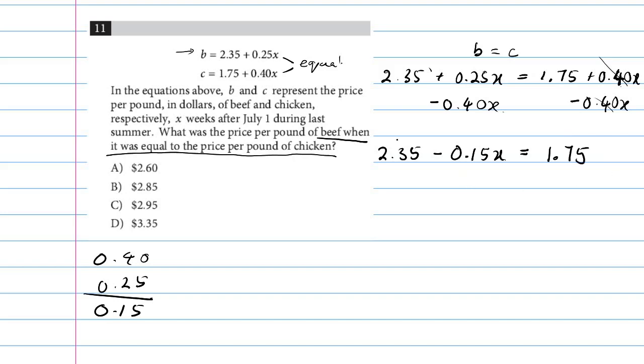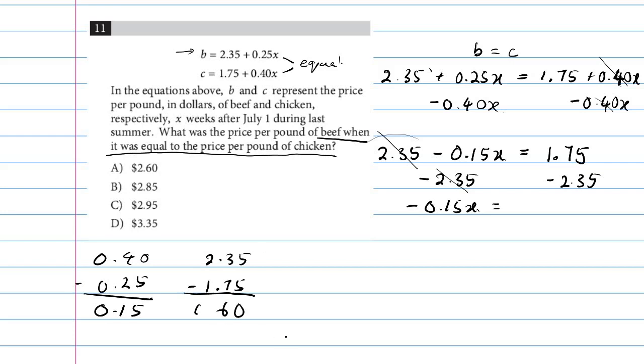We have x on the left side, but we still have another term on the left side, so we need to get rid of that. I subtract both sides by 2.35. So this and this cancel out. So we have negative 0.15x equals 1.75 minus 2.35. If you do the computations, you get negative 0.60.